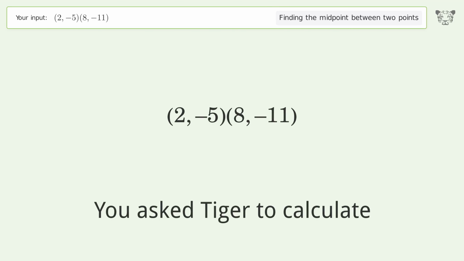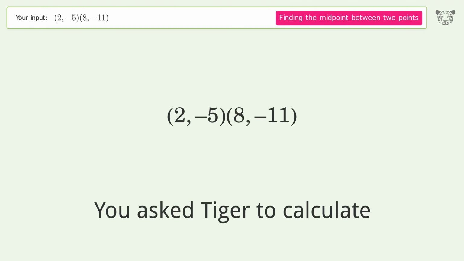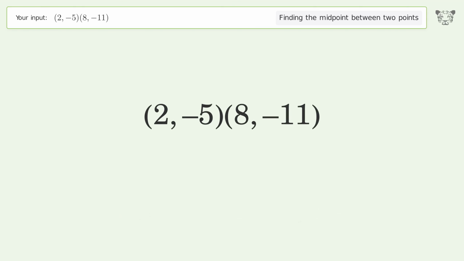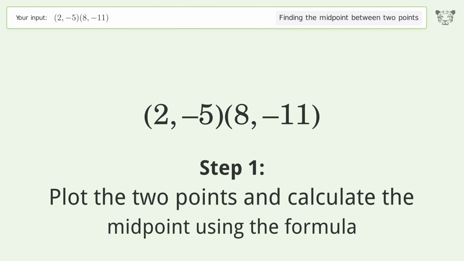You ask Tiger to calculate. This deals with finding the midpoint between 2 points. The midpoint between the 2 points is 5, -8. Let's solve it step by step. Plot the 2 points and calculate the midpoint using the formula.